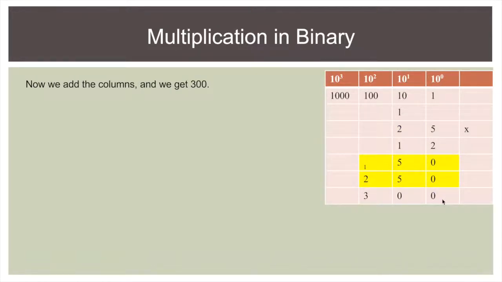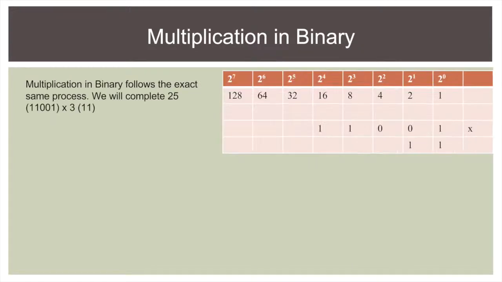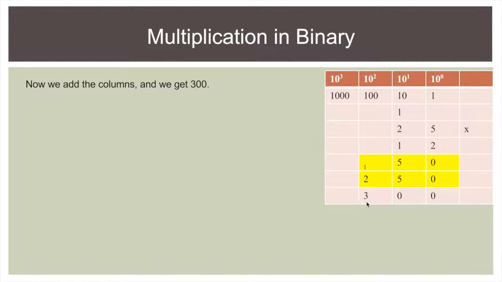So 0, 0 is 0. 5 plus 5 is 10. Put the 0, carry the 1. 1 plus 2 is 3. And we write 3 there. So our answer is 300. 25 times 12 is 300.